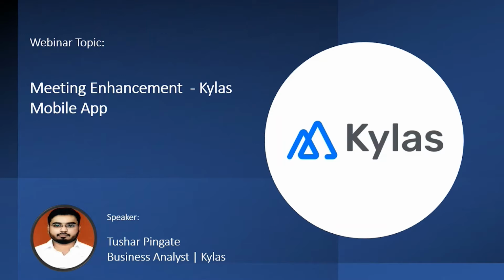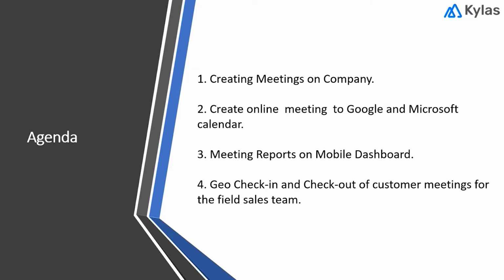So we will be discussing some of the points like creating a meeting on a company, creating online meetings that can be conducted through mobile, then viewing all the meeting reports on mobile itself, and how you can check the location where the meeting was conducted by the salesperson. Okay, so we will go one by one.